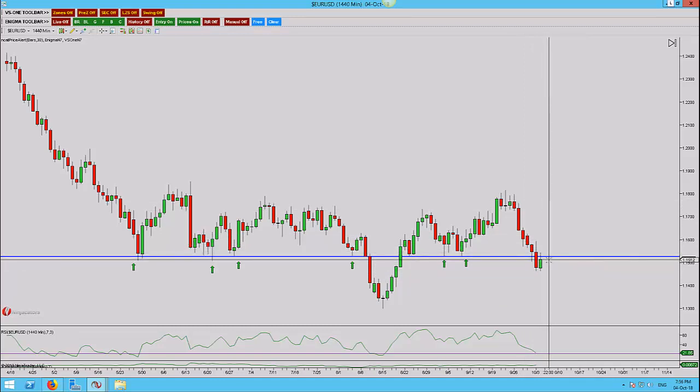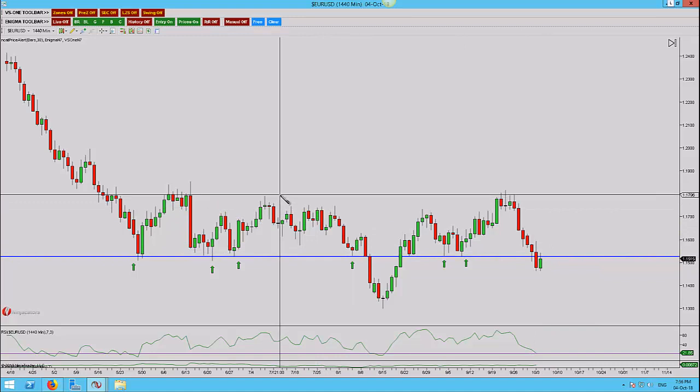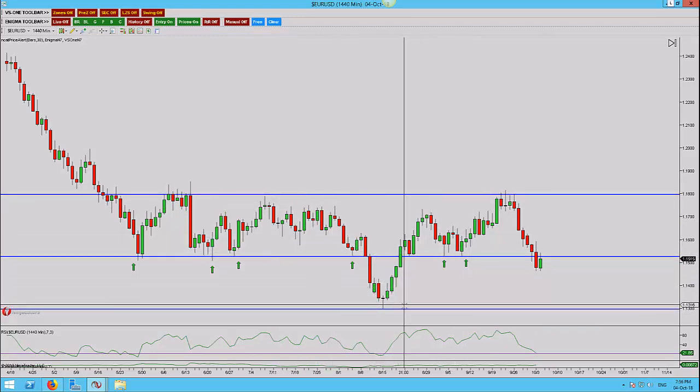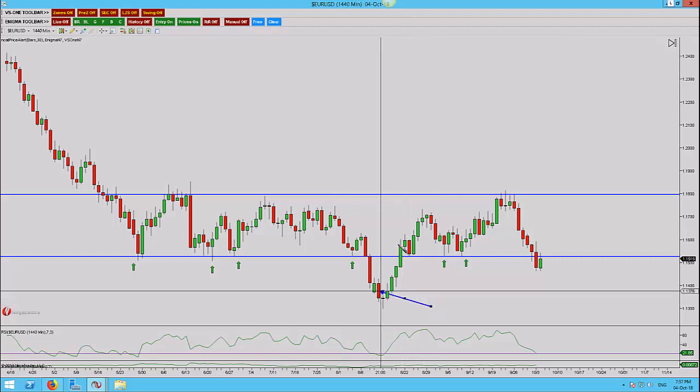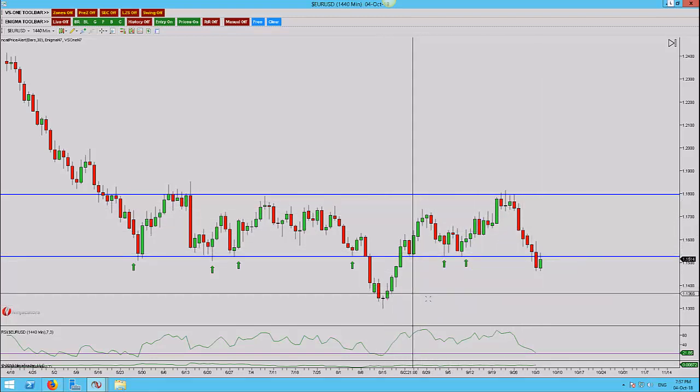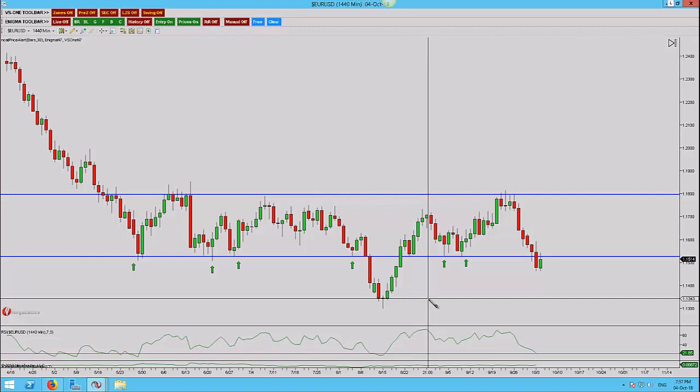So we've had a break below, close below. This was actually a channel that we had here, and we did have a breakout at the bottom, but obviously we pulled back into the channel and respected it, and now we've broken to the downside. So certainly looking at the trade here, we can potentially come down to this zone.